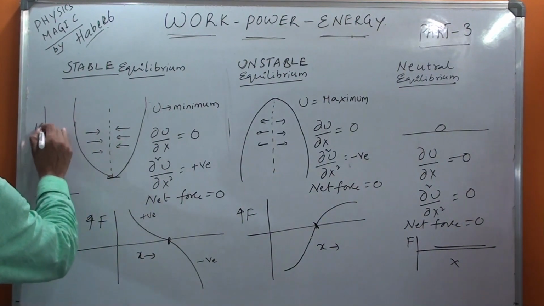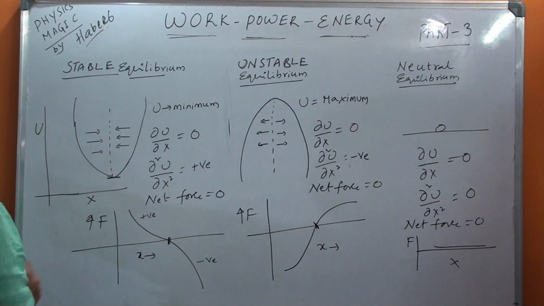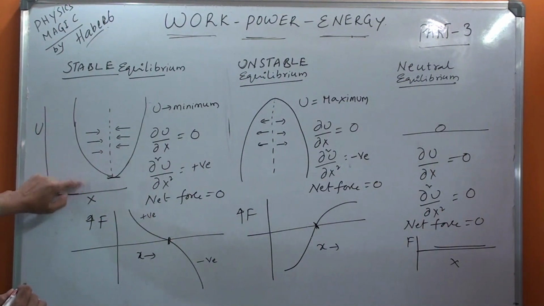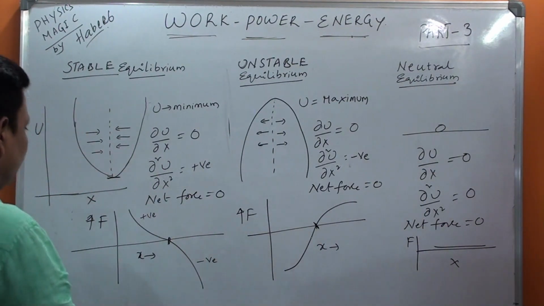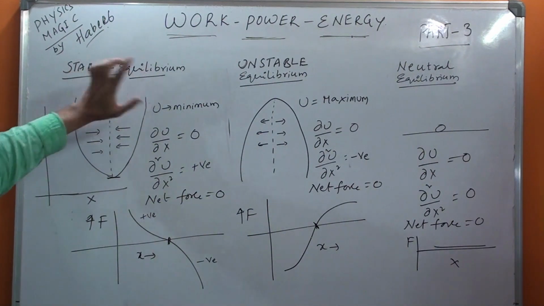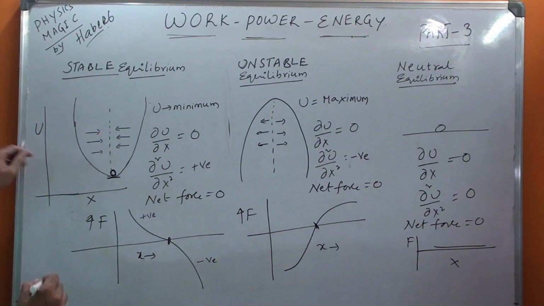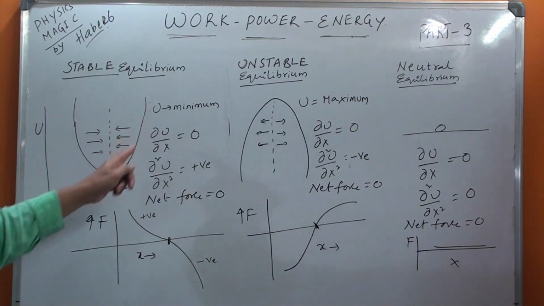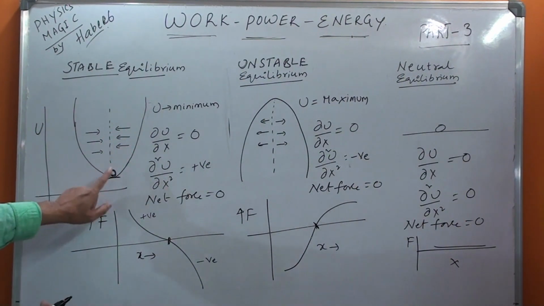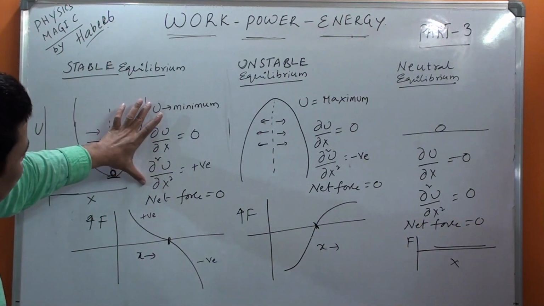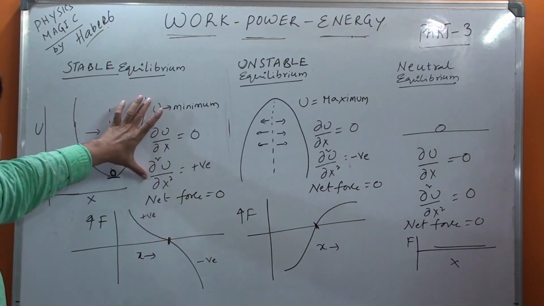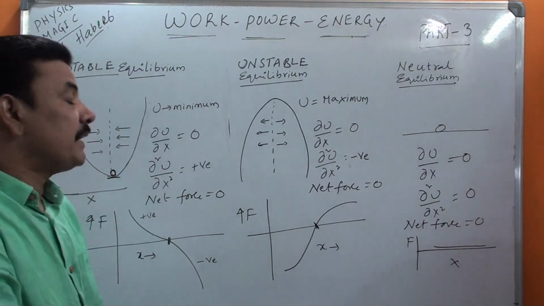It is once again U and this is x. So in the U-x graph, only some part is taken. So this is stable equilibrium. I told you also, if you take a small stone here and just move it, then it will come back to its position. So this is stable. And these are very important conditions, 100% important from the NEET point of view.